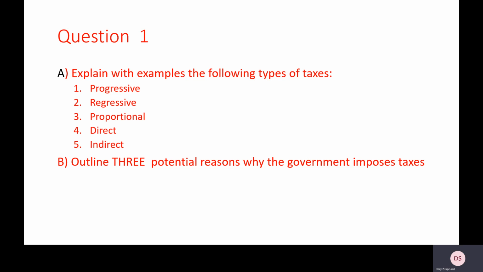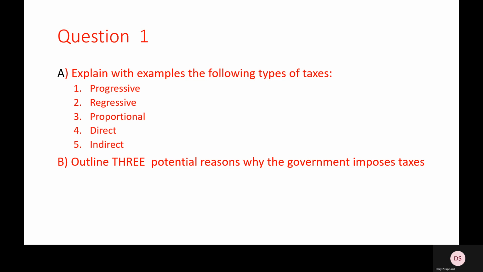Right, what I would now like to do, please, is to take stock of what we've just done so far in this video. So question 1A, explain with examples the following types of taxes. Now you should be able to come up with some really good examples of progressive and regressive taxes, direct and indirect taxes. Proportional might be a little bit more difficult. It's a bit of a challenge. Do some research, try and find some examples of proportional taxes.